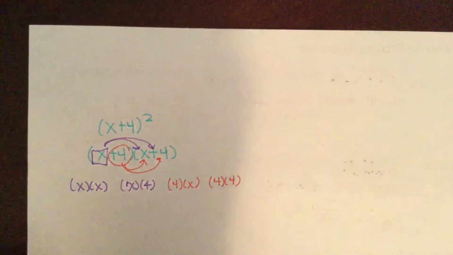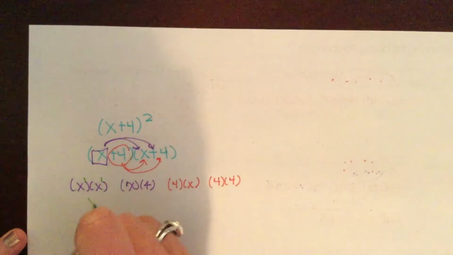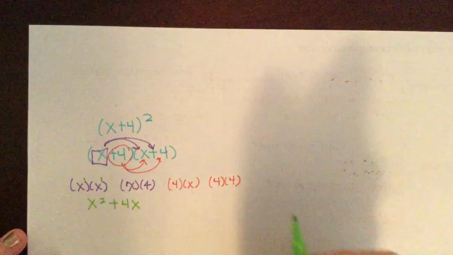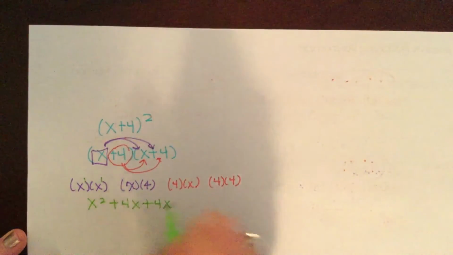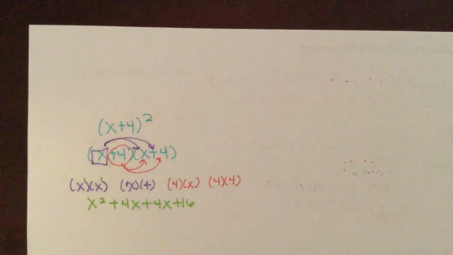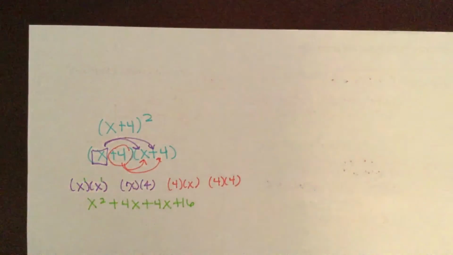Cleaning this up, x times x gives me x to the second power. 4 times x gives me 4x. 4 times x gives me another 4x. And 4 times 4 gives me 16. Finally, I'll combine like terms.